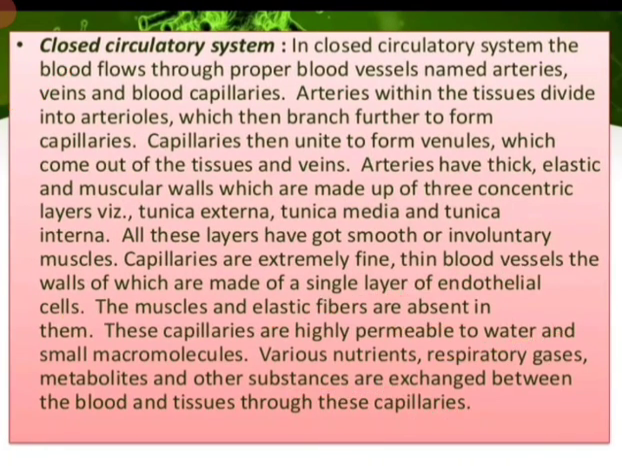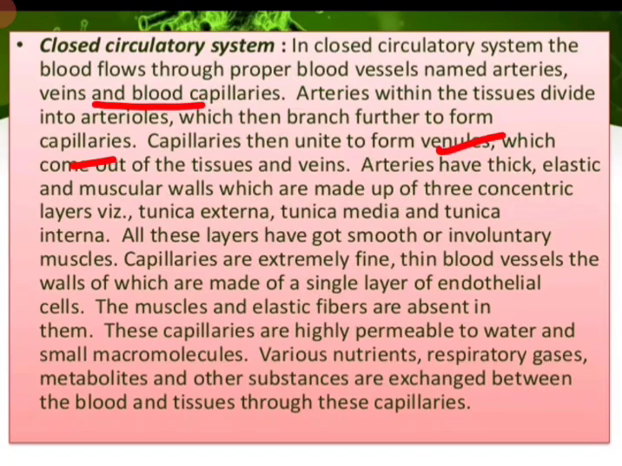In the closed circulatory system, the blood flows through proper blood vessels like arteries, veins and capillaries. Arteries within the tissue divide into arterioles, which then branch further to form capillaries. Capillaries then unite to form venules, which come out of the tissues and form veins. So first the arteries branch into arterioles, arterioles into capillaries, capillaries into venules, and venules into veins.